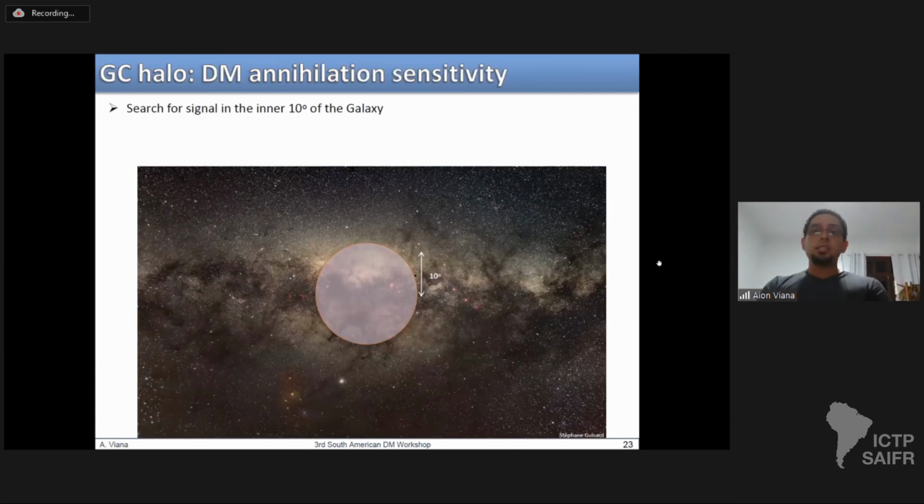Now, in order to estimate SWGO sensitivity to dark matter annihilation in the galactic halo, we focused our searches on the inner 10 degrees of the galaxy. 10 degrees is actually much more than IACTs can observe. They normally have a field of view of the order of 2.5 degrees radius. So SWGO could probe this very large region.